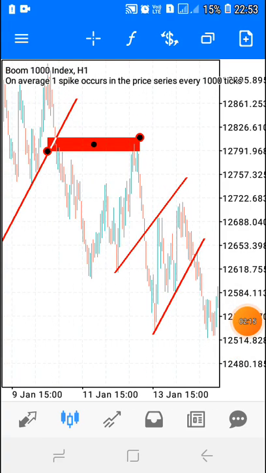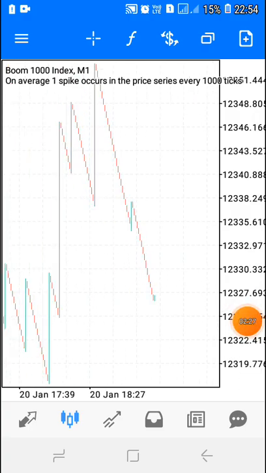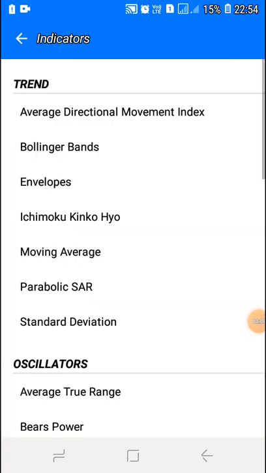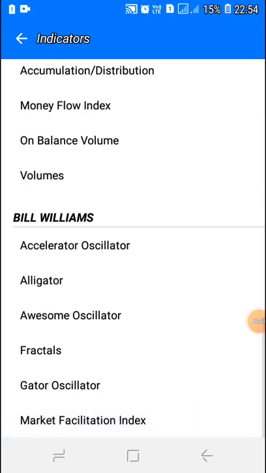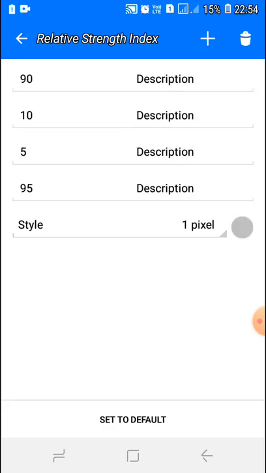But the next thing you're going to do is go to the 1 minute time frame, since you know that the market is moving in a downtrend. When you're on the 1 minute time frame, you're going to add these indicators. The first indicator that you're going to add to your chart is your RSI. Now make sure that your parameters are like this. The period should be 1, apply to close, style 2 pixel blue, levels 90, 10, 5, and 95. Now next to 90 write nothing, next to 10 nothing, next to 5 nothing, 95 nothing, and make sure that your style is 1 pixel gray.